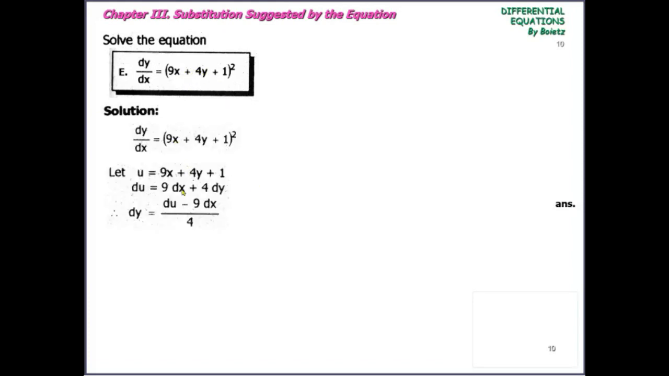Okay? So here, ang gagawin mo, alisin mo yung pagkakomplikado ng problem. So, i-convert mo to into a single variable. Makikita mo na kagad na kailangan mo i-substitute na isang variable. So, from here, let u is equal to 9x plus 4y plus 1. Then du is equal to 9 dx plus 4 dy plus derivative ng 1 is 0.